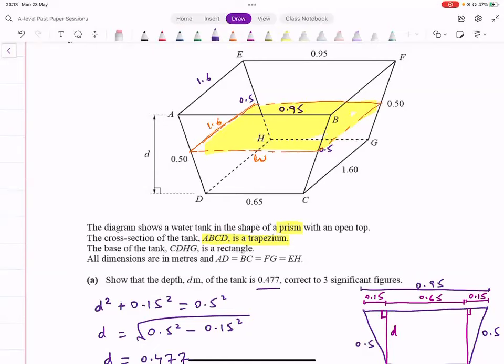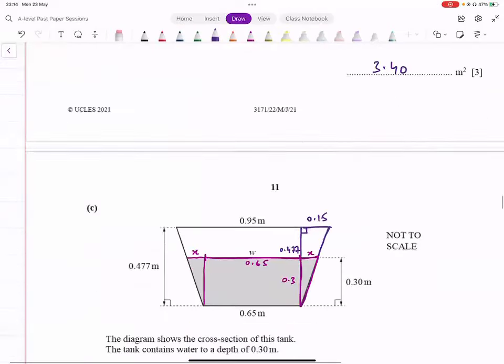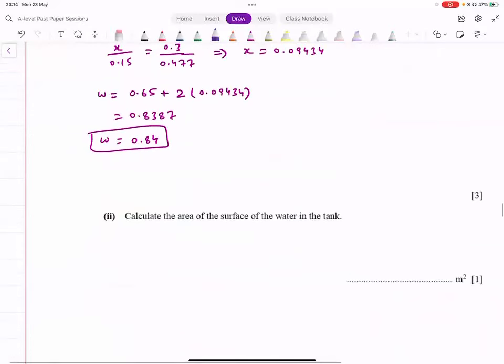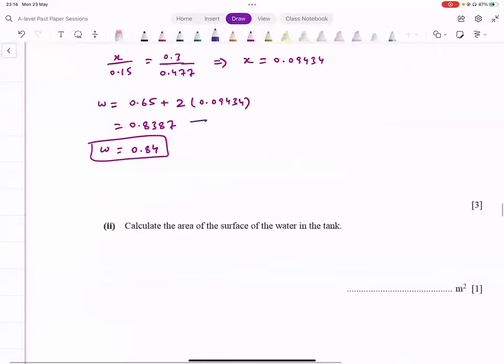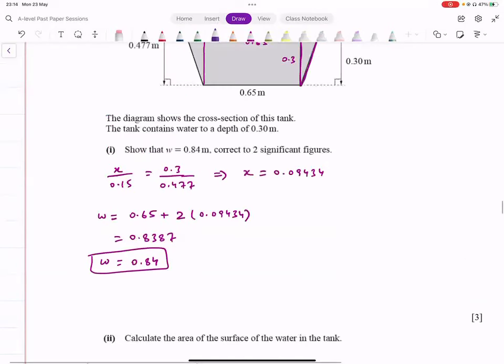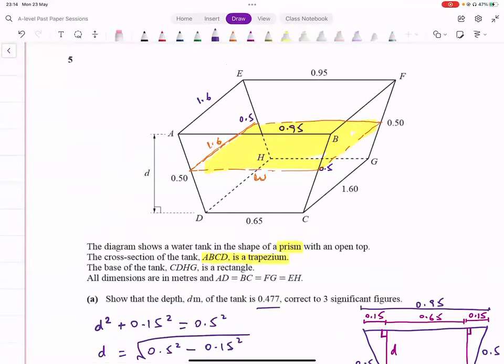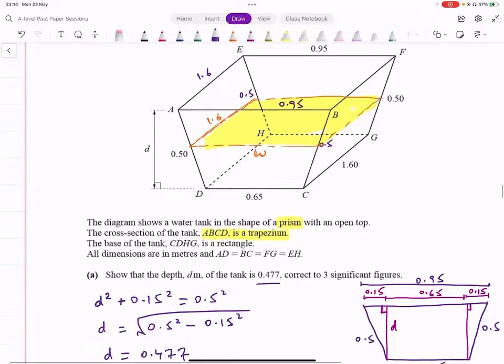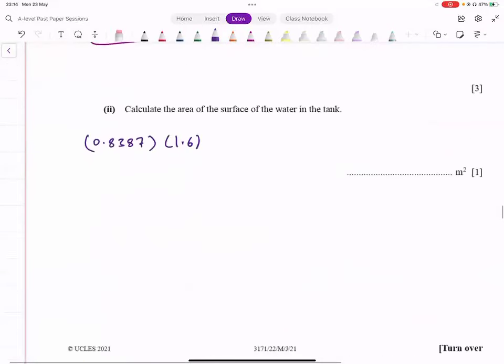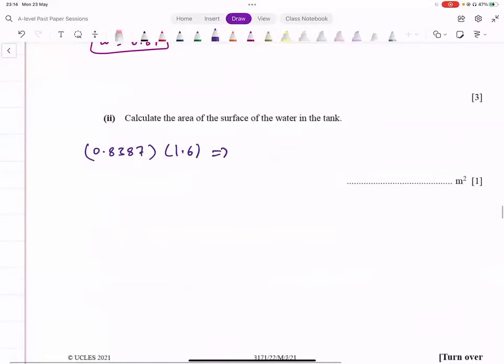W into 1.6. W की value हमारे पास क्या आ रही थी? वो हमारे पास 0.84 आ रही थी. We can use that, or you can actually use the more accurate number, that is 0.8387. Area of the surface of the water, that's going to be 0.8387 into 1.6. So basically rectangle बन रहा था ऊपर जो पानी का surface है, that's a rectangle. उस rectangle के area हमने निकाल लिया, length and width. यहाँ से आ जाएगा. Let's see what that turns out to be.